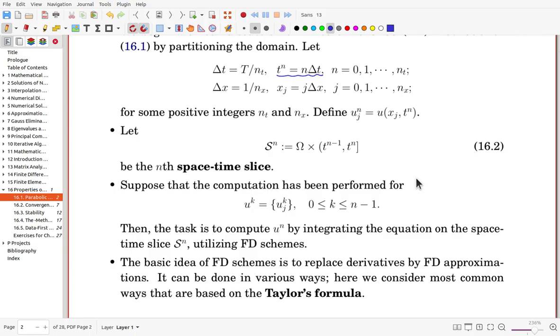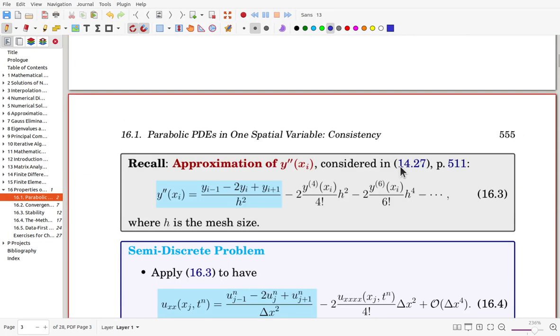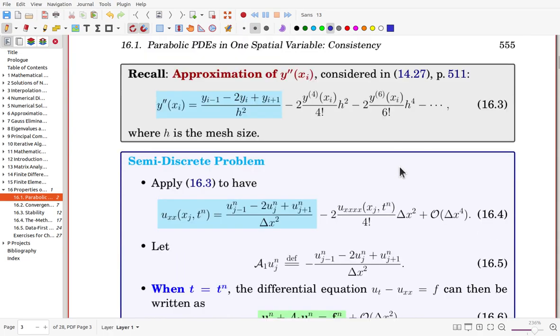The basic idea of finite difference schemes is to replace the derivatives by finite difference approximations. It can be done in various ways. We consider the most common ways that are based on Taylor's formula. Let's begin here. Earlier in chapter 14, you studied the approximation of the second-order derivative at x_i.